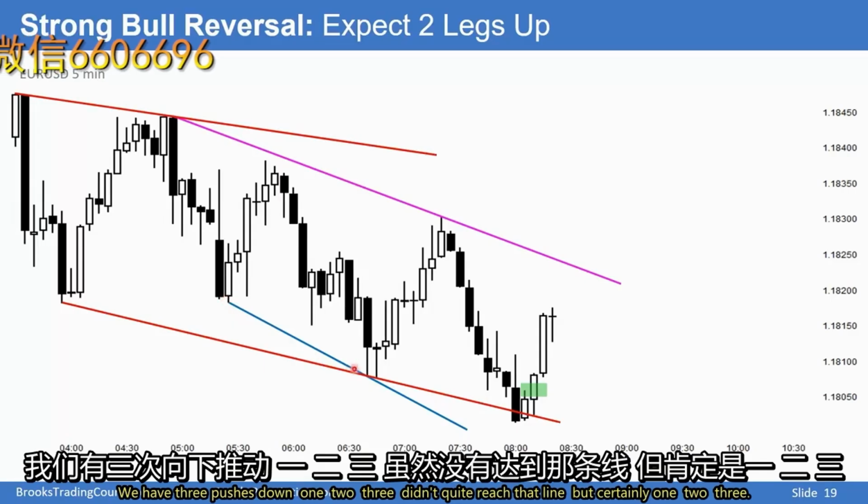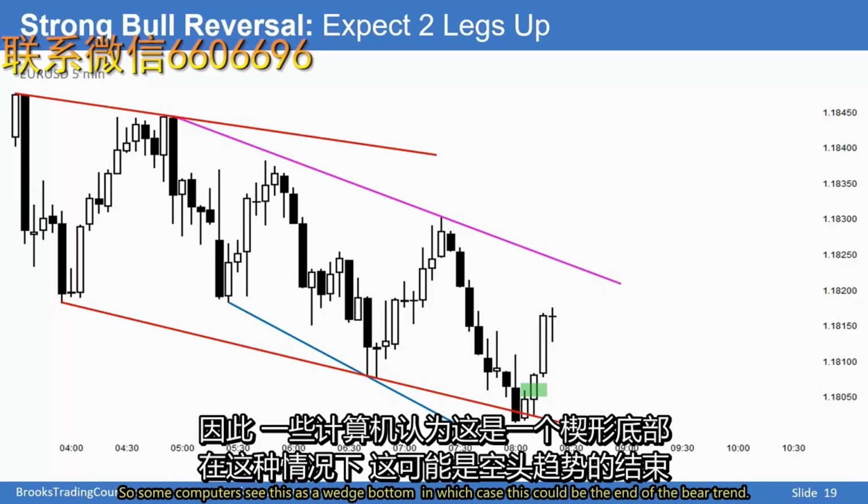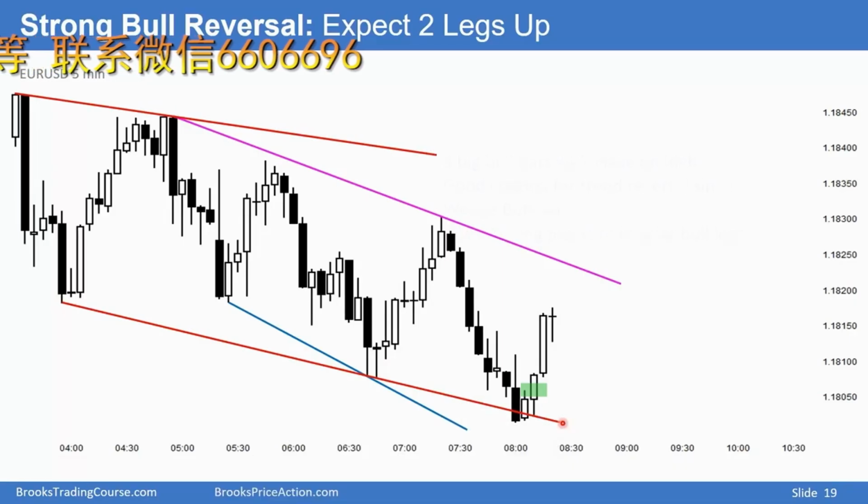We have 3 pushes down, 1, 2, 3. Didn't quite reach that line, but certainly 1, 2, 3. So some computers see this as a wedge bottom, in which case this could be the end of the bear trend.